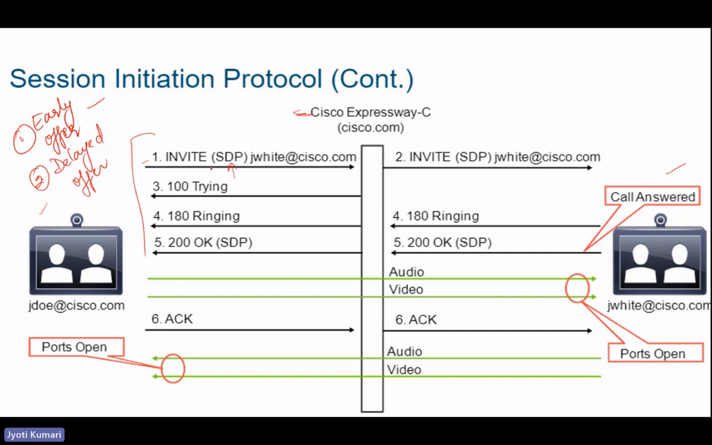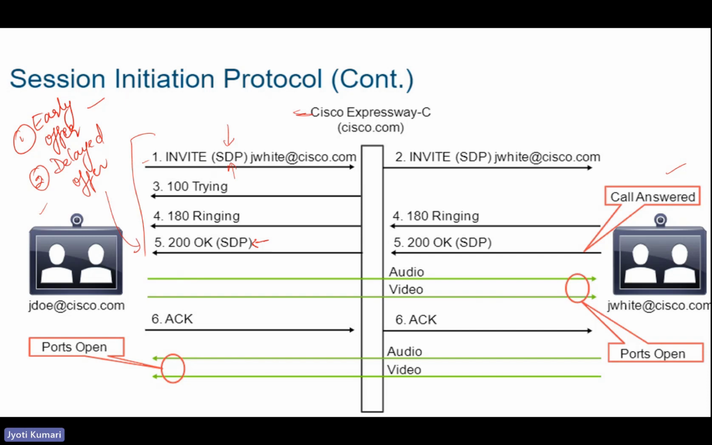Just the difference in early and delayed offer will be that in early offer, the SDP exchange happens within the invite message. The first message itself, it shares its codec information, session description details, media information, all that. Whereas in delayed offer, it sends it in the OK message here. That is the delayed offer. So these are the two types of call processing ways in case of SIP.